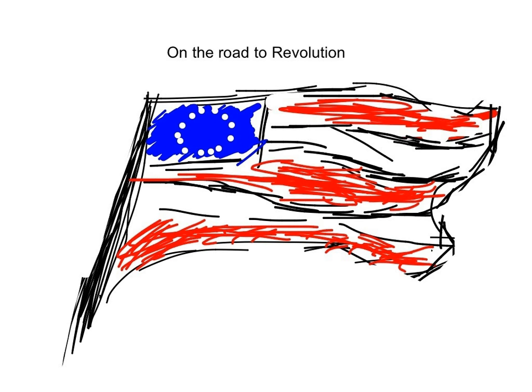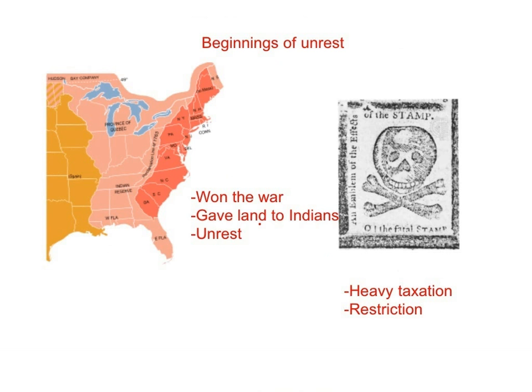On the Road to Revolution. The proclamation gave land to Indians and restricted the colonists. The Sugar Act restricted things that could be traded with different places. The Currency Act also restricted the emission of paper money.